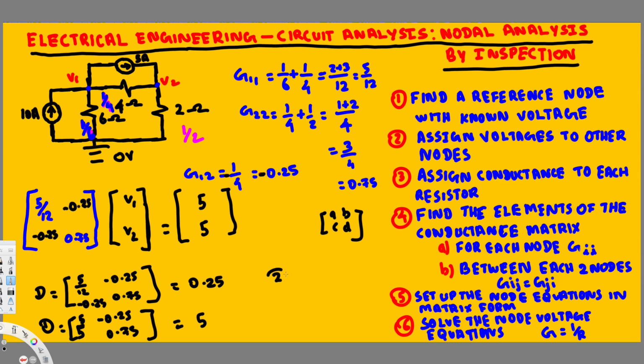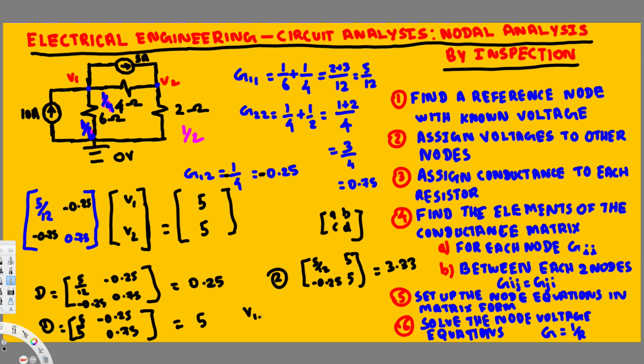And for the second one, to calculate V2, we swap with the second column. So if you swap with the second column, you are going to have 5/12, negative 0.25, and again here we're going to have 5, 5. And if you find the determinant of this one, that's going to be equal to 3.33, right? Now we have all the determinants and the determinant of the original matrix.